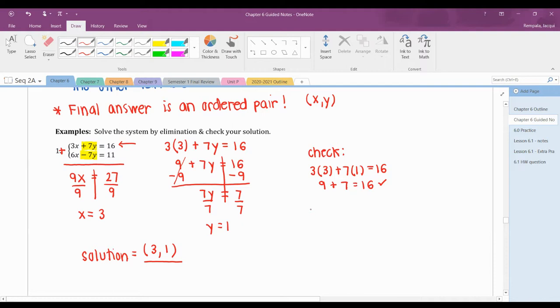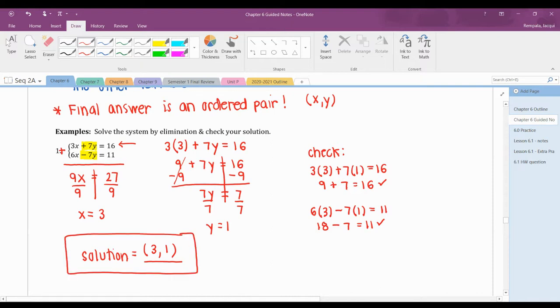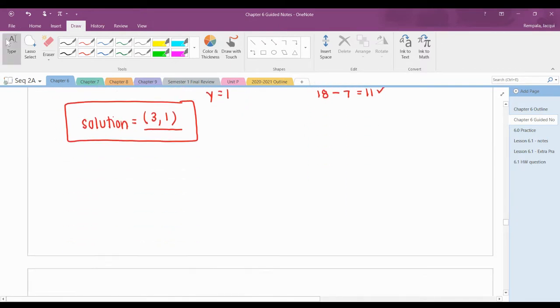So now I'm going to do the bottom equation. We'll have 6 times x, but we know x is hopefully 3, minus 7 times y, which we think is 1, and we want that side to equal 11. So I'm going to multiply 6 times 3, gets you 18, minus 7 times 1 is 7. 18 minus 7, that does get us 11. So both of those checked out, so that indicates that yes, I absolutely know that this ordered pair of 3, 1 is my solution. Let's take a look at another example.